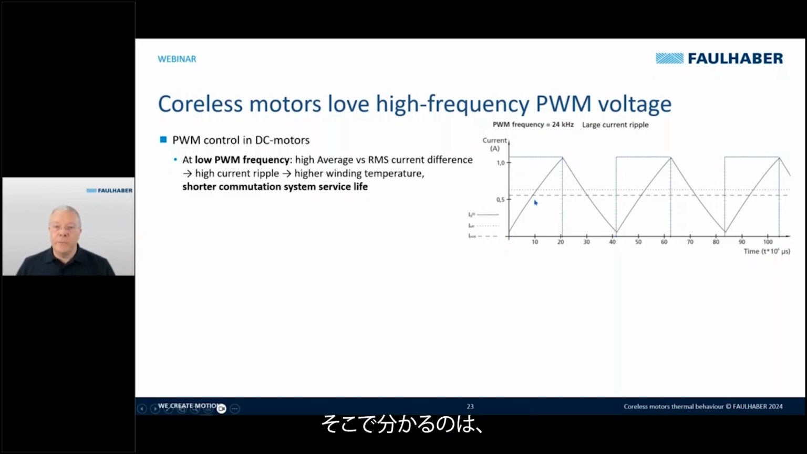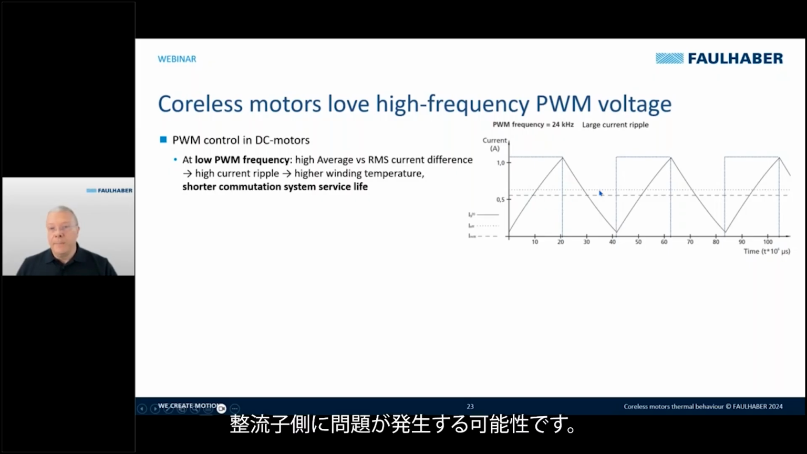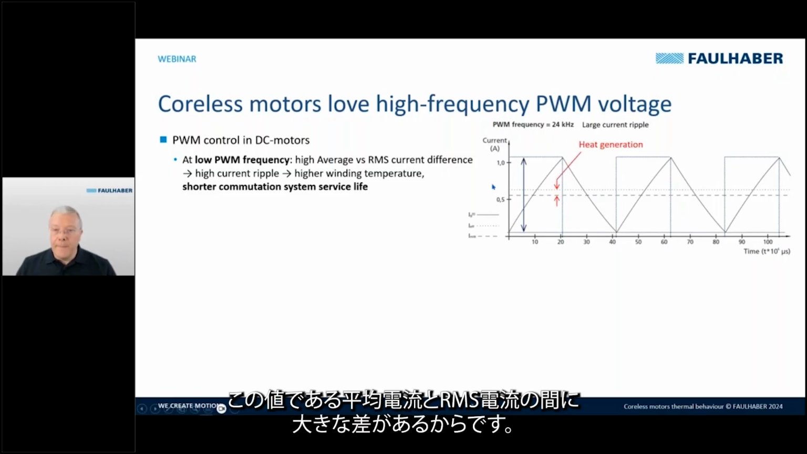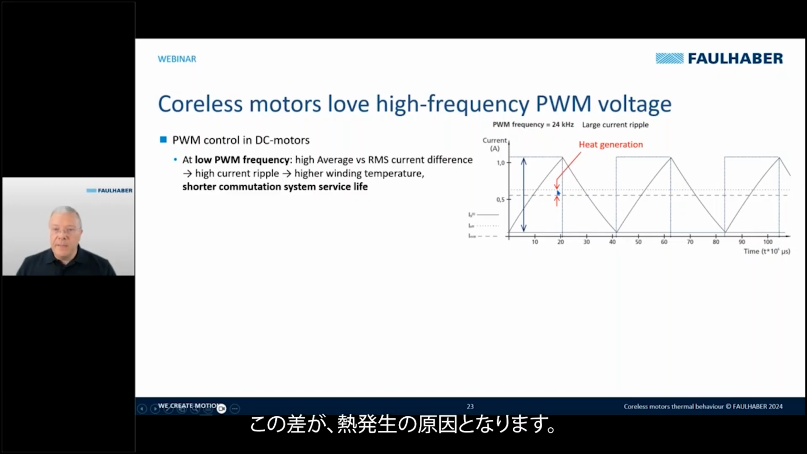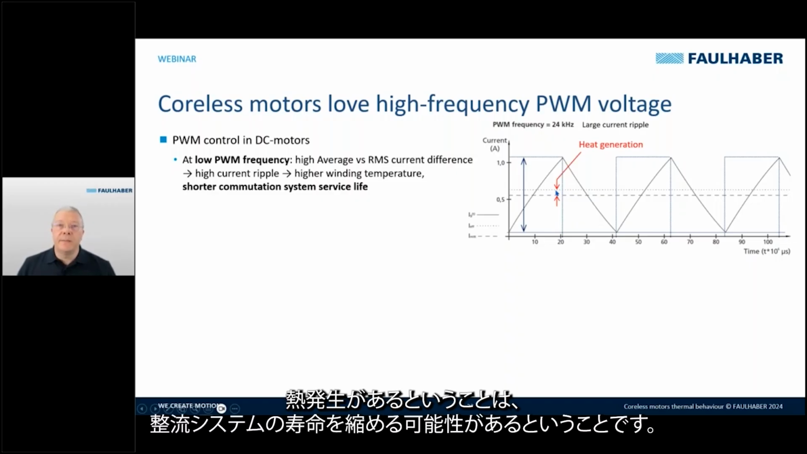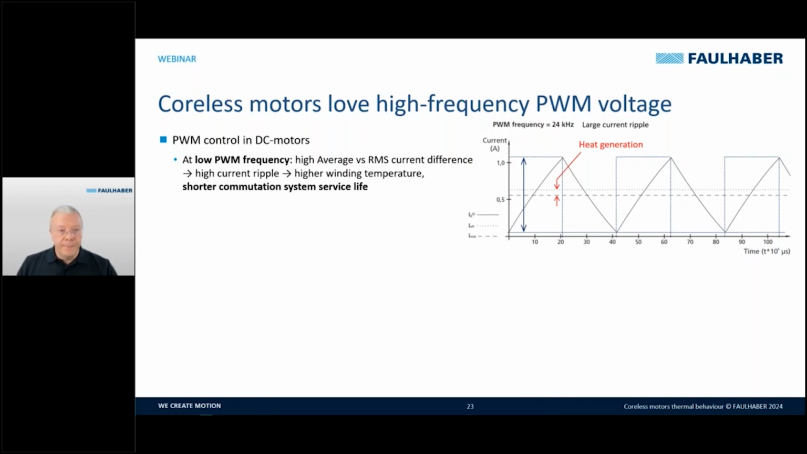And then what we see is that we can have a problem on the commutator side, because we have a big difference between the average current, this value here, and the RMS current. This difference causes heat generation. Heat generation means that we may have a shortened lifetime of the commutation system.